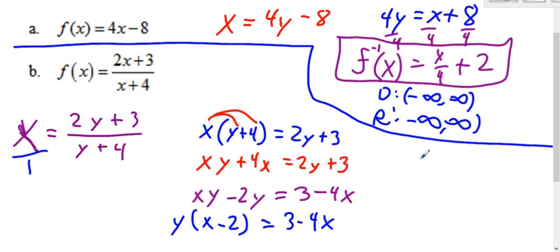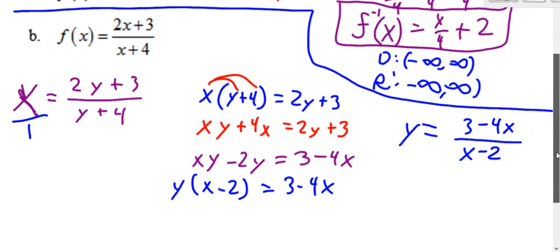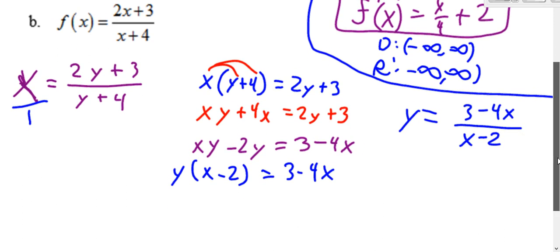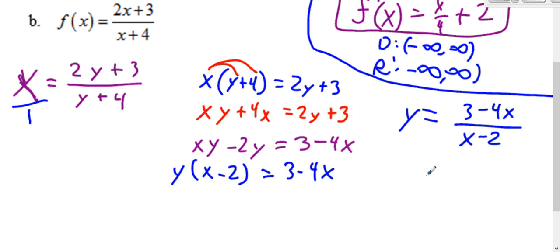Which means our equation, when you divide to get y by itself, you get 3 minus 4x over x minus 2. And we'll get the domain and range from that.